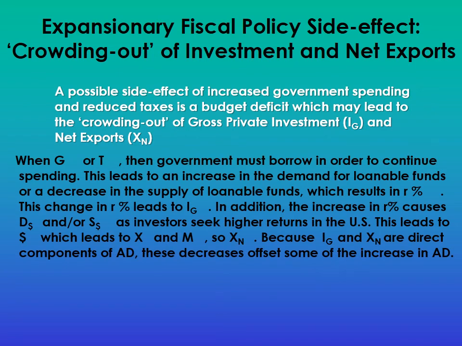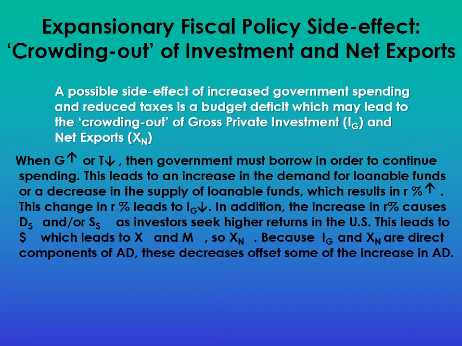So this is what happens. When government spending rises or when taxes fall, the government has to borrow money in order to continue spending. This leads to a big increase in demand for loans, or what we call loanable funds. In other words, the government starts asking for more loans. This will decrease the supply of loans, which results in an interest rate increase. Now, see, R% means interest rate, the real interest rate, I should say. This change in the real interest rate leads to a decline in gross business investment.